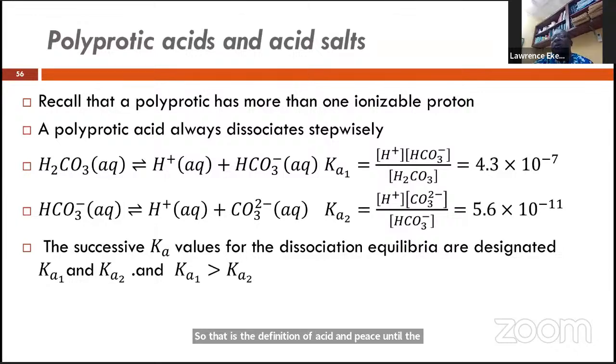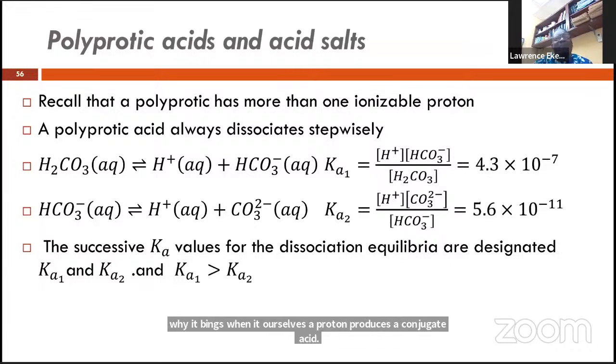For Brønsted-Lowry, we define an acid as any species that donates a proton in water in a proton transfer reaction, while a base is any species that accepts a proton. That is the Brønsted-Lowry definition of acid and base. In the same concept, an acid, when it donates a proton, produces a conjugate base, while a base, when it accepts a proton, produces a conjugate acid.